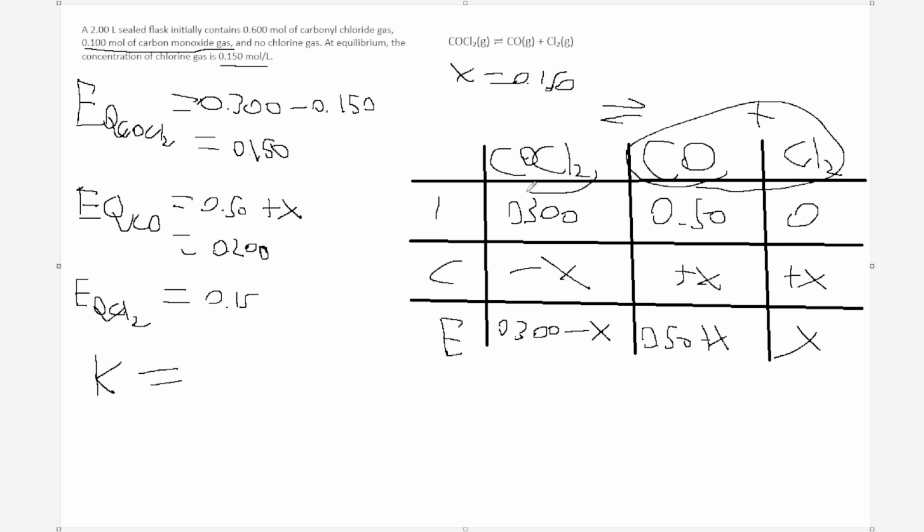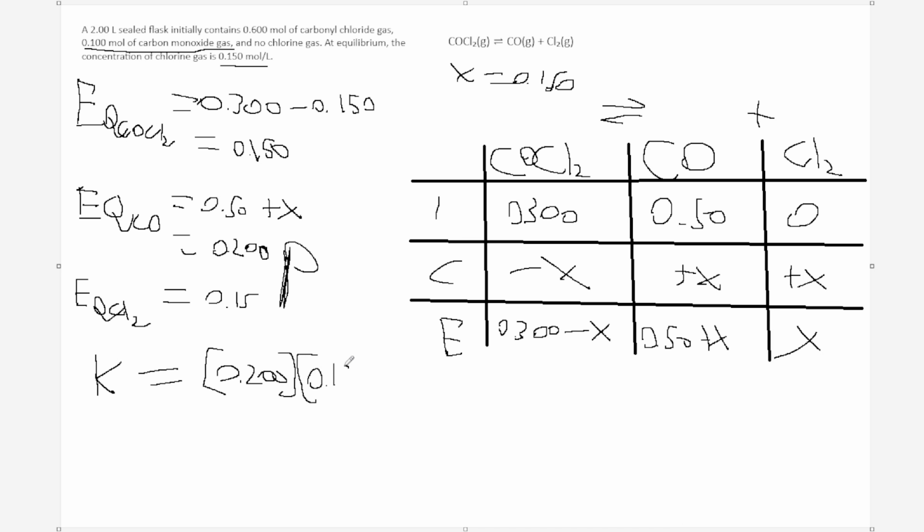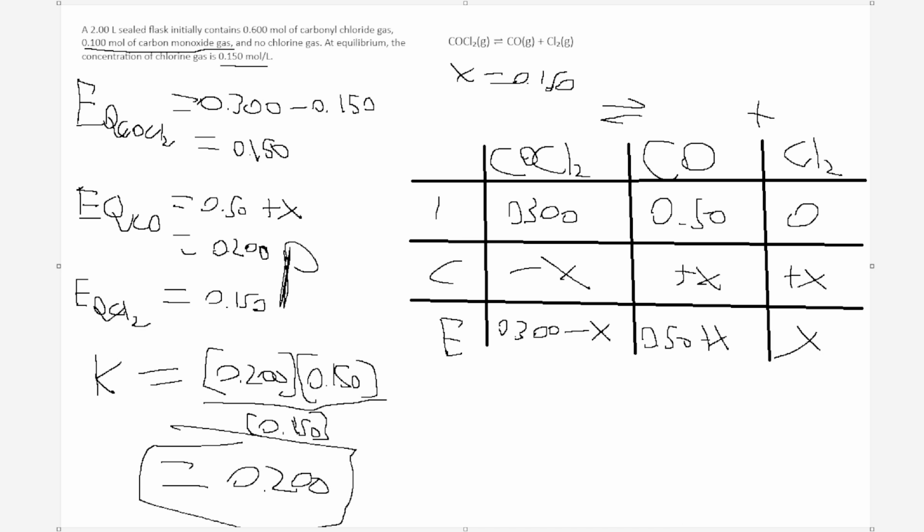We now solve for K by multiplying the products and dividing them by the reactants. So let's multiply the concentrations of carbon monoxide gas and chlorine gas, which is simply 0.2 moles per liter times 0.15 moles per liter, divided by the concentration of carbonyl chloride gas, which is 0.15. This gives us our final answer of 0.2 moles per liter. Just like that, we're done. We successfully solved for K algebraically by using our given equation as well as ICE tables and isolating for X.